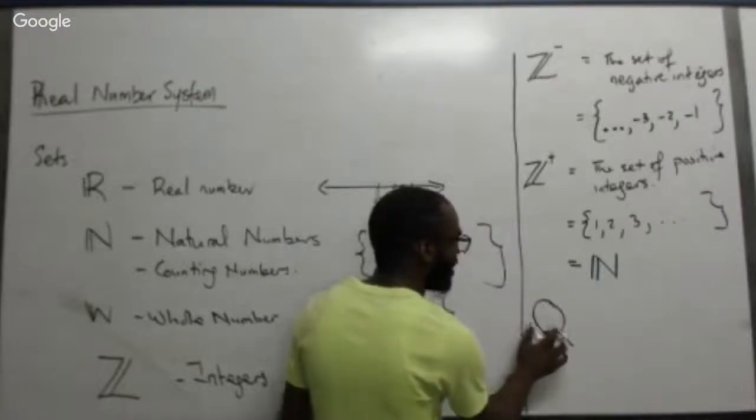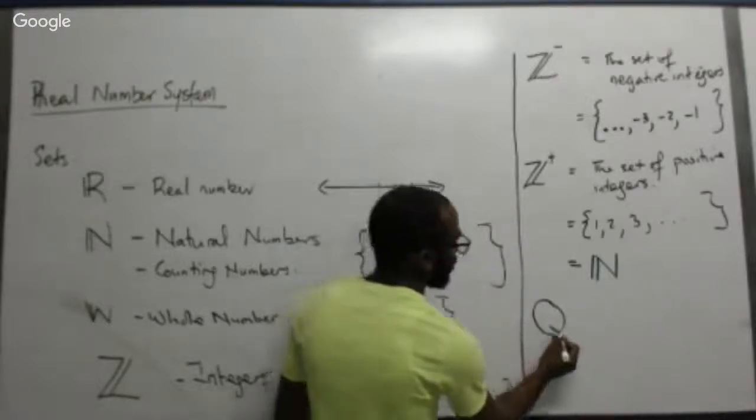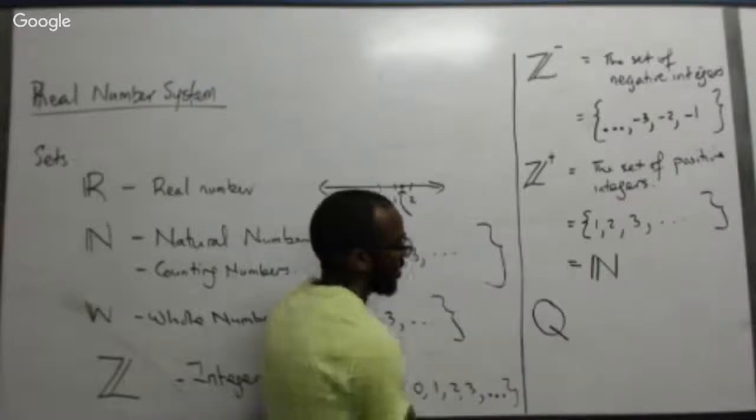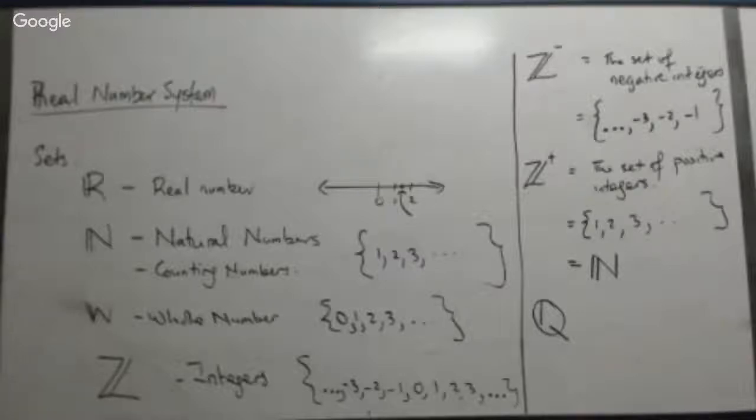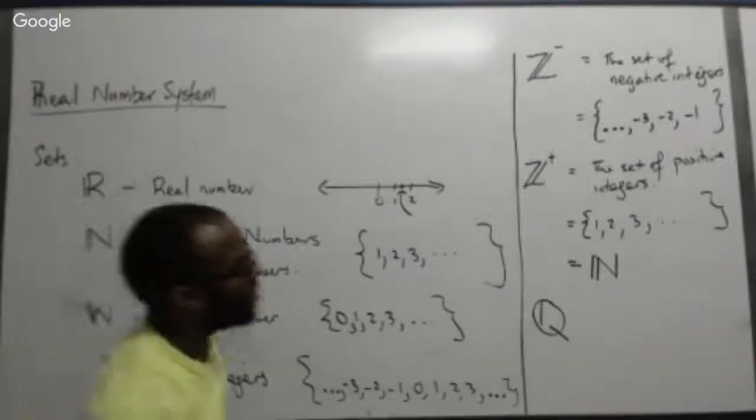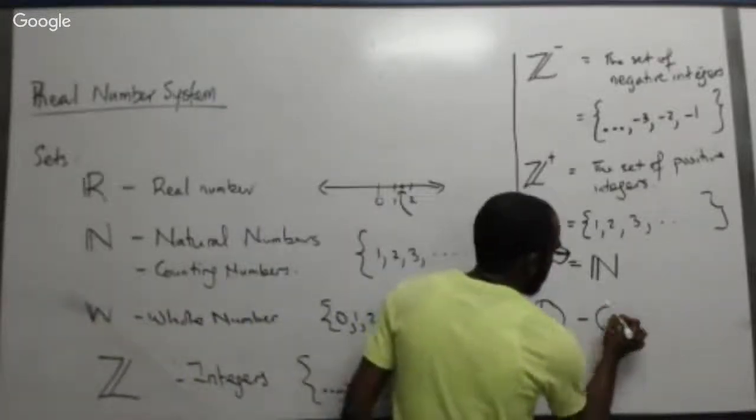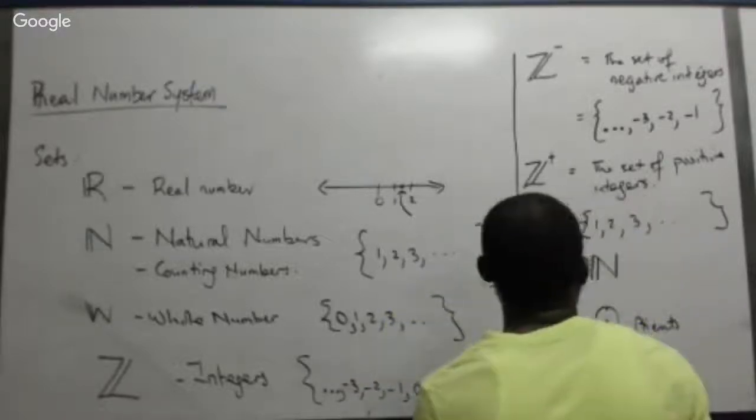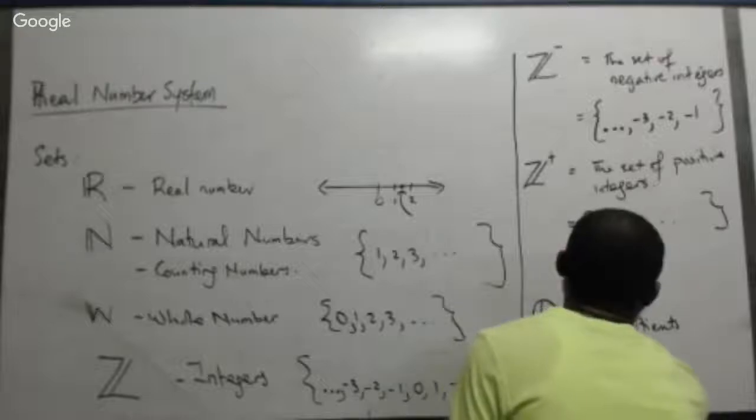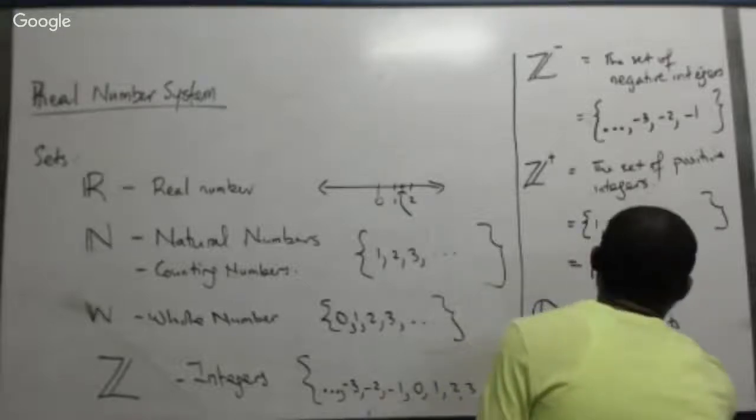All I did again, guys, is to write a Q and put a stroke. Quotient. But the proper name for them is the rational set, or rational numbers.